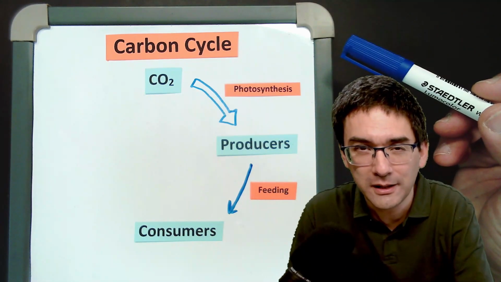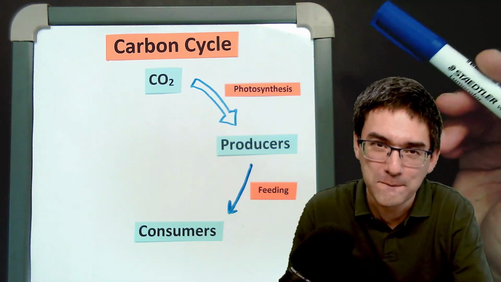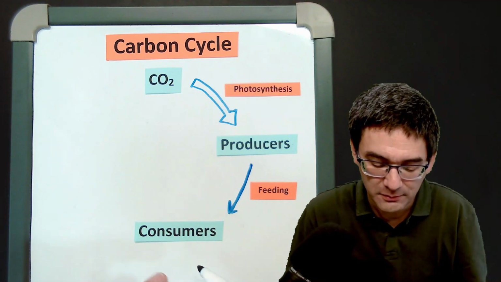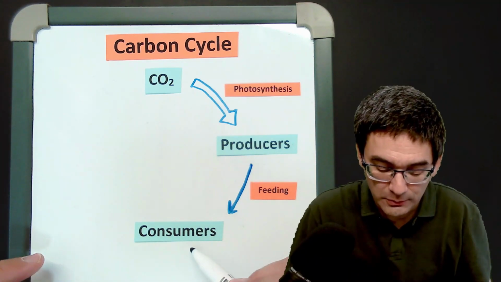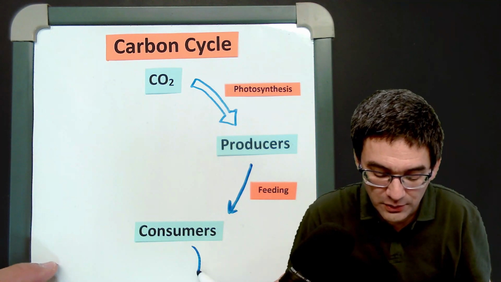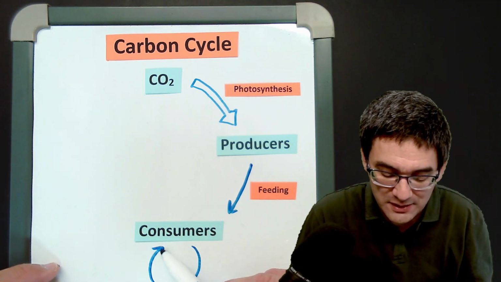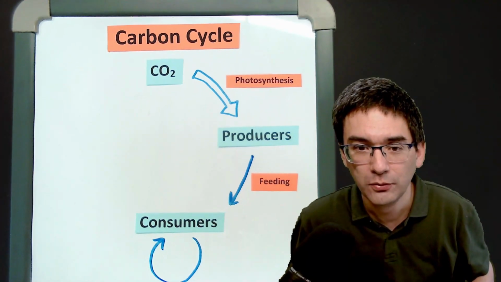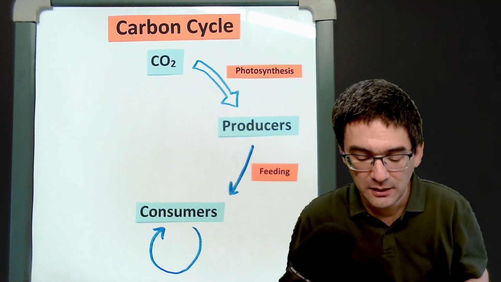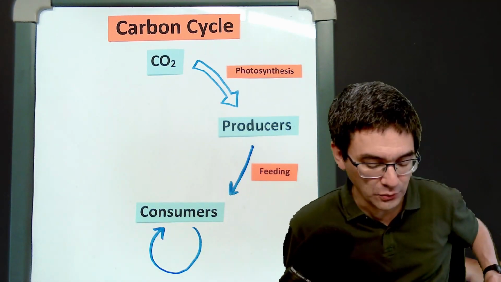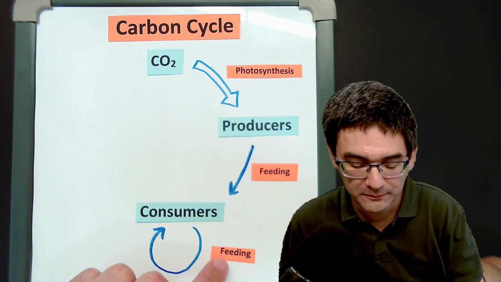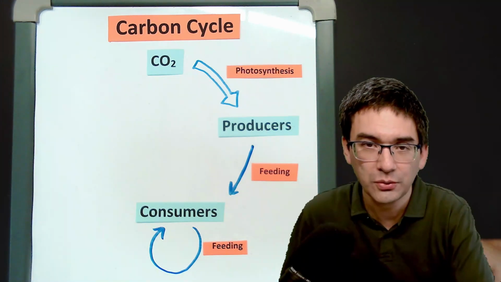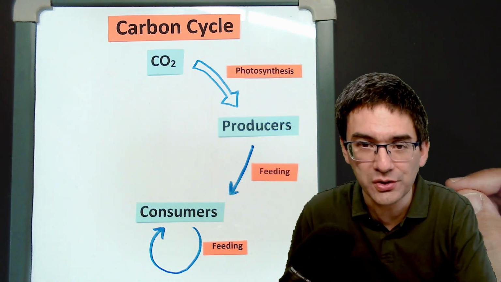But animals can also eat other animals, right? So how do I draw that? I mean, consumers eating consumers. So what I'm going to do is I'm going to draw an arrow. It goes all the way back to itself. Okay, maybe move it up a little bit over here. Okay, this here is also known as feeding, of course. This is also feeding. Consumers can eat other consumers.